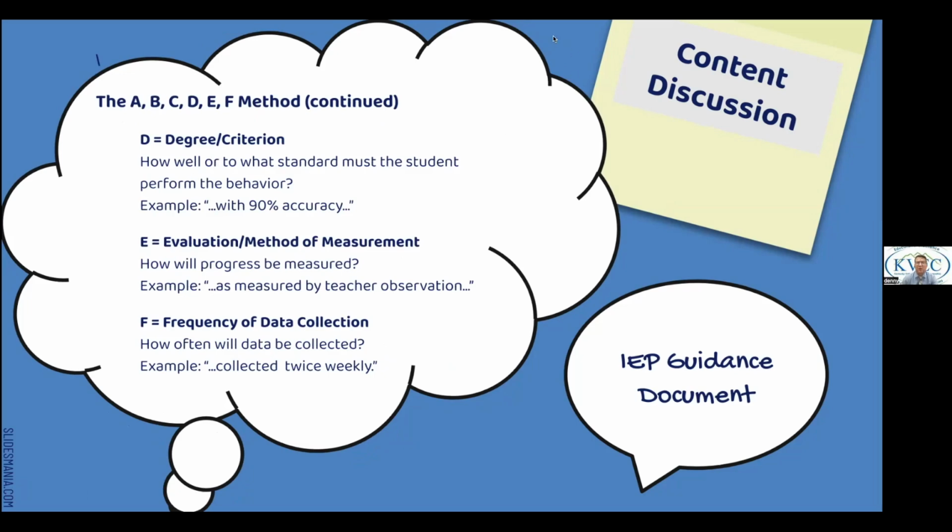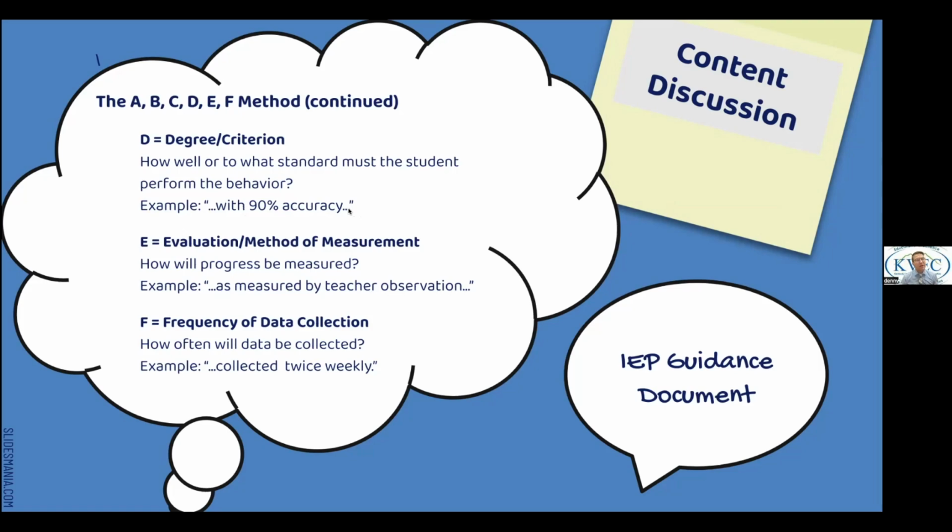Now, the degree criterion in the state of Kentucky example is with 90% accuracy, but then we also have things to add to that. With 90% accuracy in 4 out of 5 consecutive trials, or 4 out of 5 trials, or 3 out of 4 trials. So the degree is going to be how well we're going to do the particular skill. And so there needs to be a link between that percentage. You notice there's a percentage there.